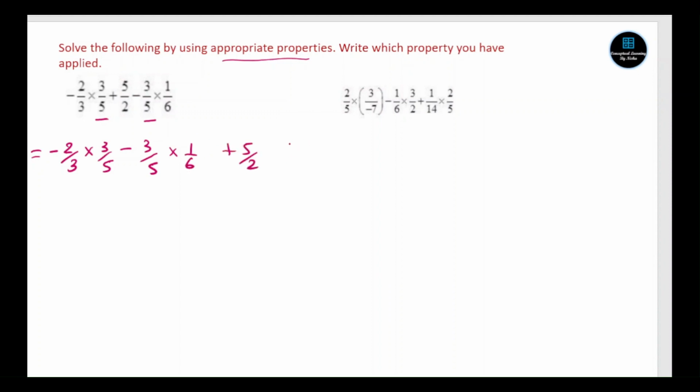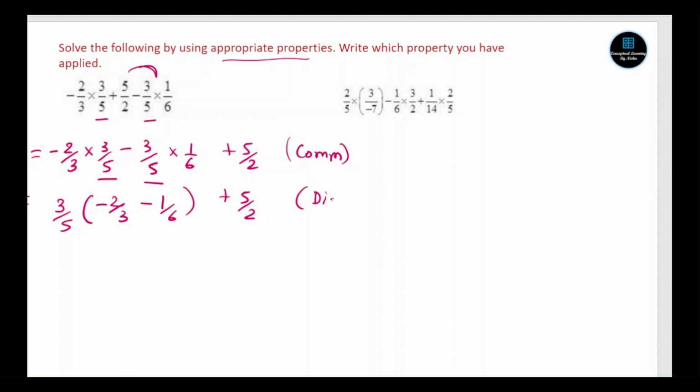So we applied the commutative property. I have changed the places of these two. So, commutative. Okay. Now I apply the distributive property. How to apply? I'll just take this common number. So 3/5 is common. Now you have to write the sign along with the number. So here minus 2/3, then minus 1/6, and then don't forget to write this 5/2. So we applied the distributive property.